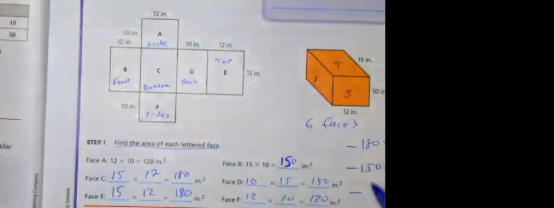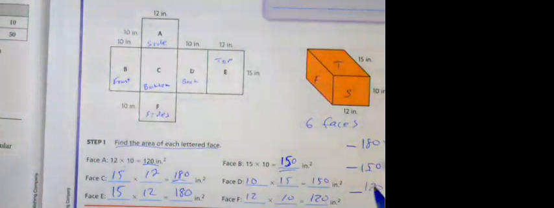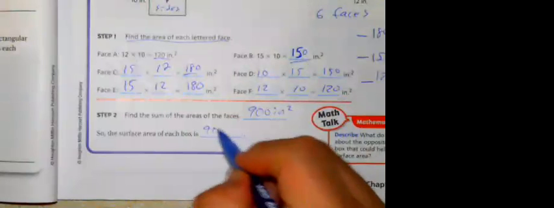So 120 times 2. So if you get 1, 2, 3, remember there's 6 faces. So if you find the opposite, just times it by 2. Or you could add up 120 plus 180 plus 180, 150, 150, 120. So you add them all up, and you should get 900 inches square. So the total surface area of this box is 900 inches square.